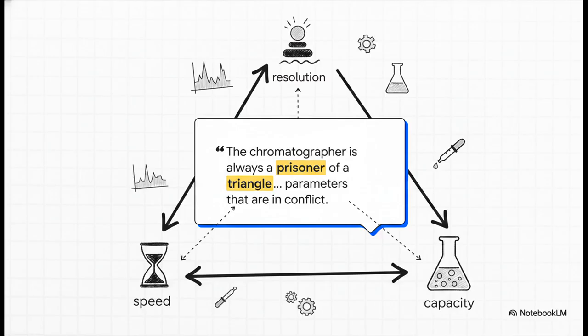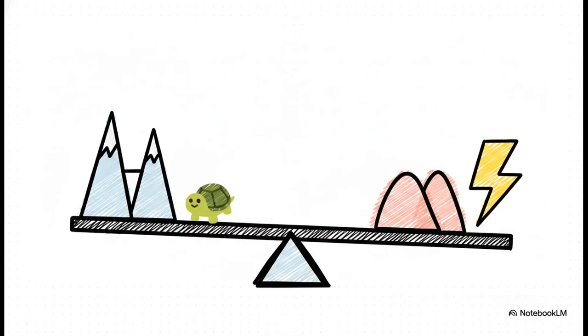I mean, it sounds intense, but it perfectly captures the constant negotiation chemists face every single time they run a sample. Because let's face it, you simply can't have it all. It is a direct trade-off. High resolution almost always means you're going to suffer on speed. And if you really push for high speed, your resolution takes a hit. Keep in mind, chromatography is fundamentally a pretty slow type of analysis anyway. If you try to rush it, you're usually sacrificing the exact clarity you need to measure anything accurately.